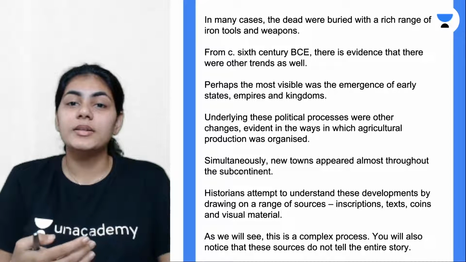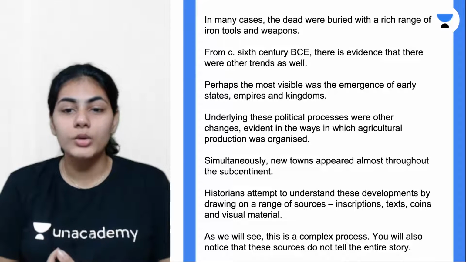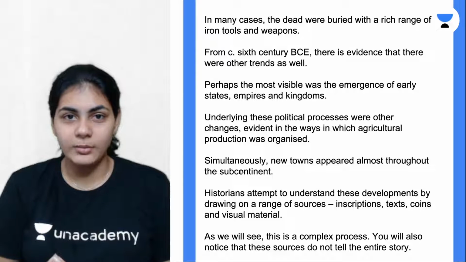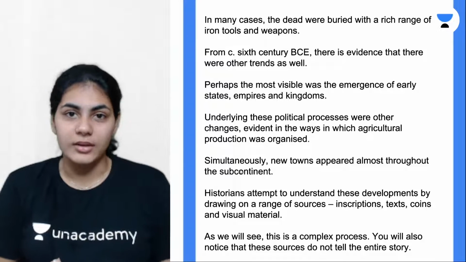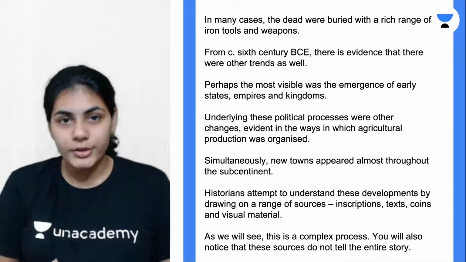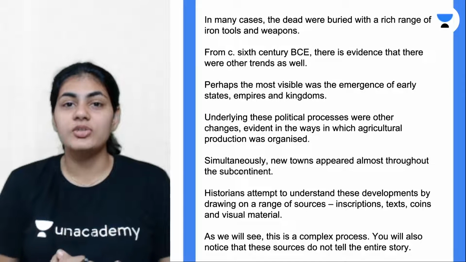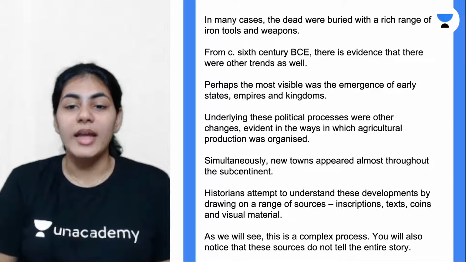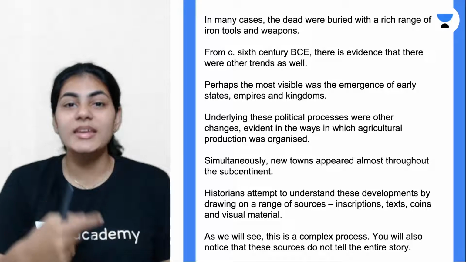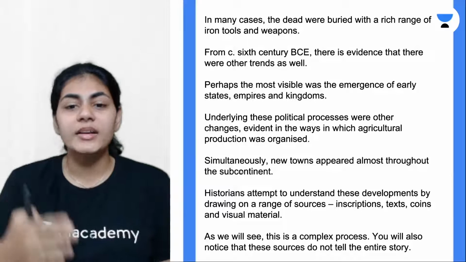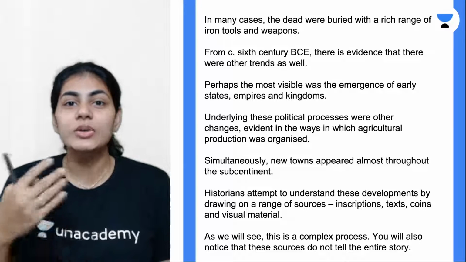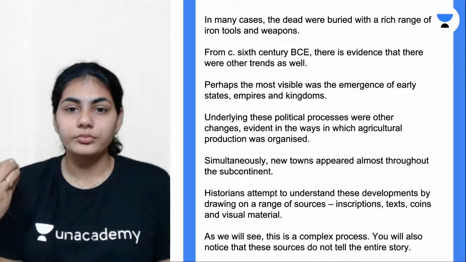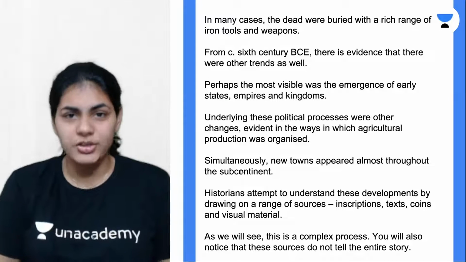Yes, but that being said, we do not know the entire story. Yeah, there are sources available, but not for everything. So we do not know answers or information relating to some parts of this period. So that's why this is not the entire story, and in fact it is a complex process for historians to reconstruct this history. Yeah, so that's a little introduction for this chapter.